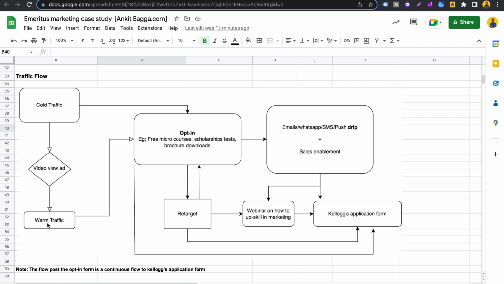So people who basically come in as cold traffic, we are showing them ads to go for a micro course, scholarship test, brochure downloads, things like that, trying to convince them that this is a new course that can help you pave your path towards the top in marketing, or to become a C-level executive in the marketing department.